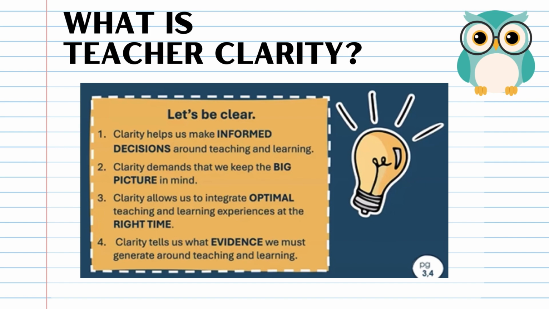So, what is teacher clarity? Teacher clarity is something that helps us make informed decisions about the teaching and learning that's happening within our classrooms. It demands that we keep the big picture in mind, that as the teacher, we remain focused on what students must understand, demonstrate, and be able to do. It allows us to integrate teaching and learning practices at the right time for the students that we serve. It also gives us evidence as to what we must teach in order for our students to learn.